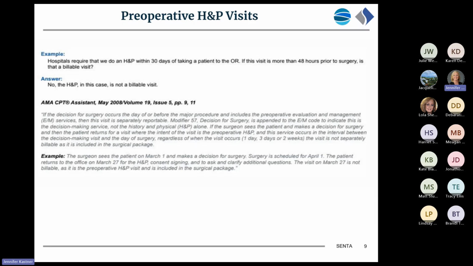And they gave us an example here. The surgeon sees the patient on March 1st and makes a decision for surgery. Surgery is scheduled for April 1st. The patient returns to the office on March 27th for that H&P, consent signing, and to ask and clarify additional questions. The visit on March 27th is not billable as it is the preoperative H&P visit and is included in the surgical package.